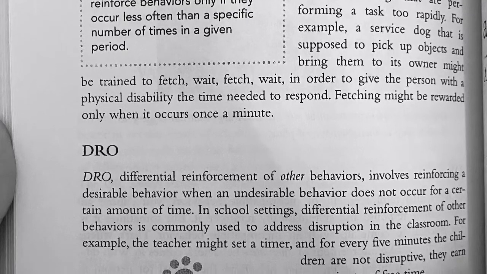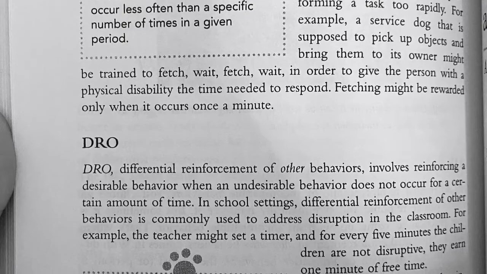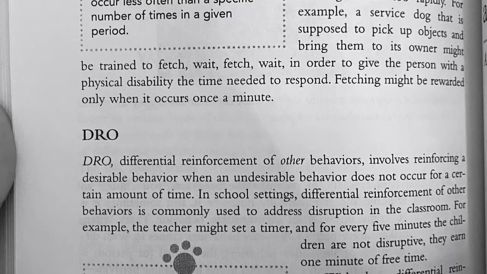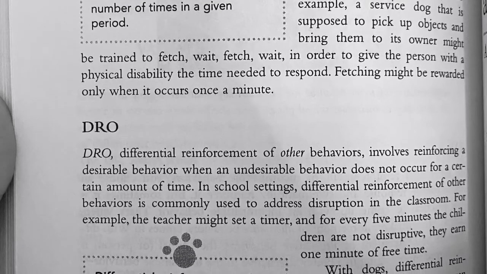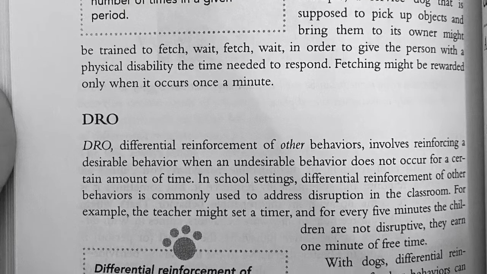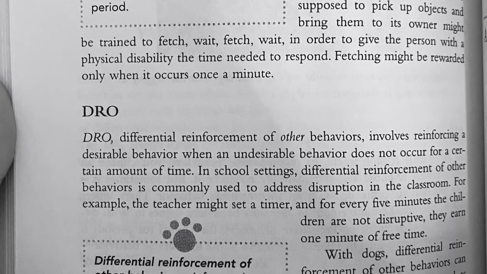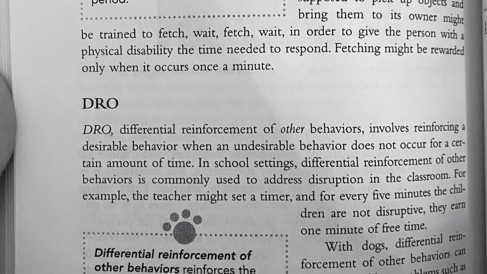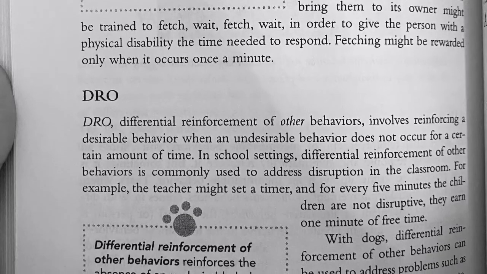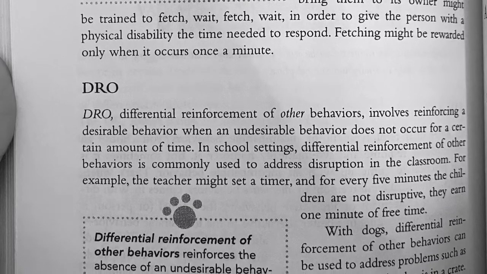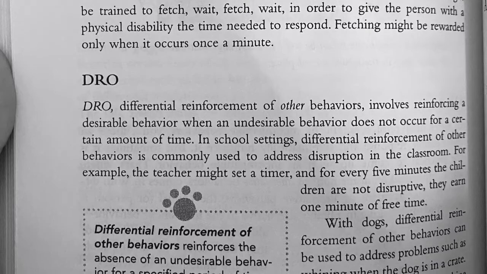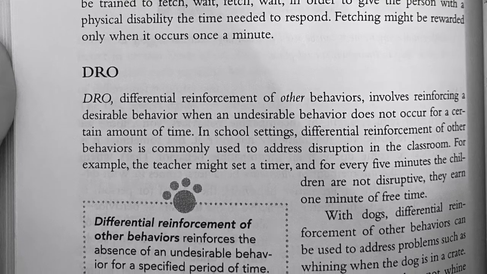DRO, differential reinforcement of other behaviors, involves reinforcing a desired behavior when an undesirable behavior does not occur for a certain amount of time. In school settings, differential reinforcement of other behaviors is commonly used to address disruption in the classroom. For example, the teacher might set a timer, and for every 5 minutes the children are not disruptive, they earn 1 minute of free time.